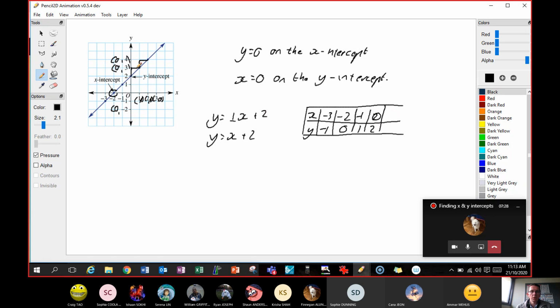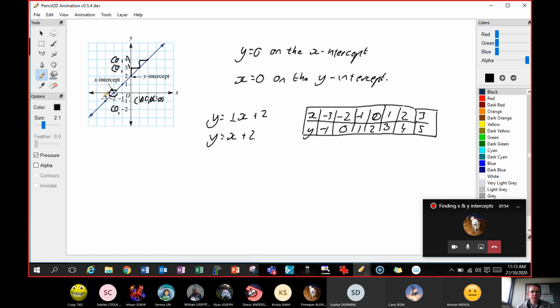When x equals 1, y will equal 3. You can put 1 in here: 1 plus 2 is 3. When x equals 2, 2 plus 2 is 4, or you can read off the graph: (2, 4). And when x equals 3, put 3 in here, it's going to be 5. Or I can read that off the graph as well. Go to 3, we can see it's at 5. So you've got coordinates here.